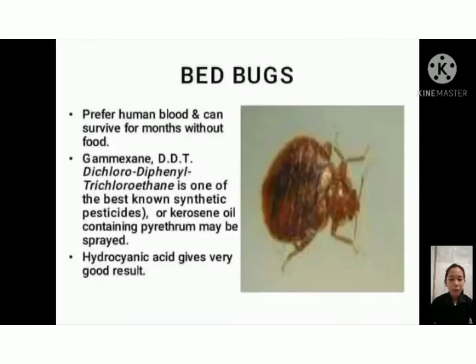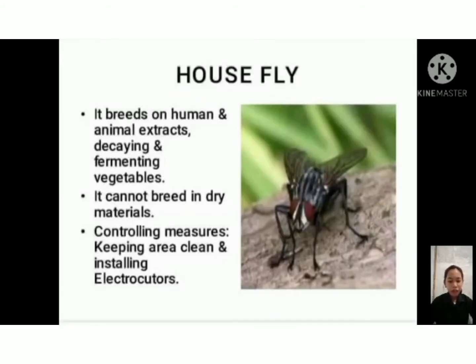Bed bugs prefer human blood and can survive for months without food. Hydrochloric acid gives very good results. Housefly. It breeds on human and animal excreta, decaying, fermenting vegetables. It cannot breed in dry materials. Controlling measures: keeping the area clean and installing electrocutors.